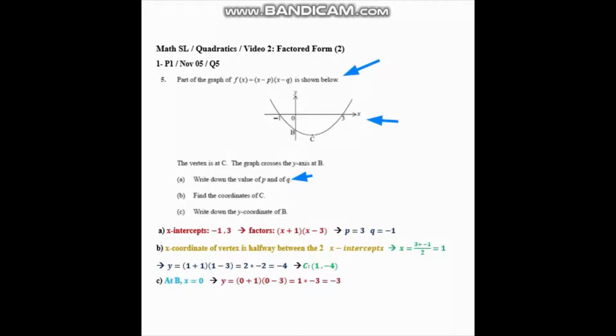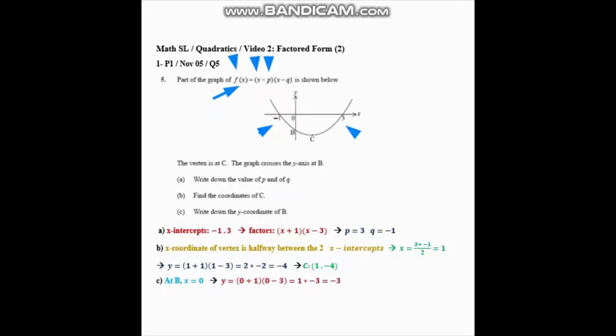So from the graph we should know that there are two x-intercepts at x equals -1 and at x equals 3. And by x-intercepts we mean values of x for which y equals 0, or for which f of x equals 0. So we should know that when x is -1, f of x is 0. So if x is -1, what value do I put for p to get 0? So -1 minus p equals 0.